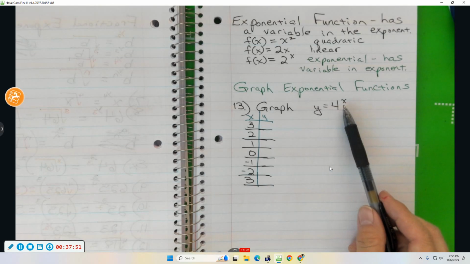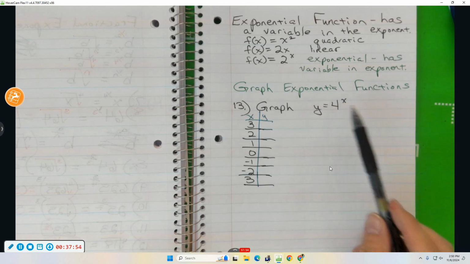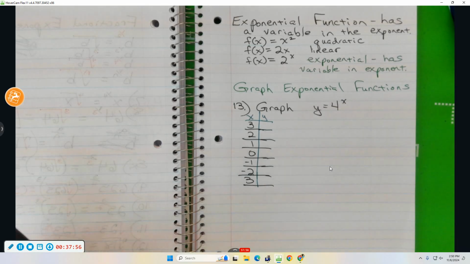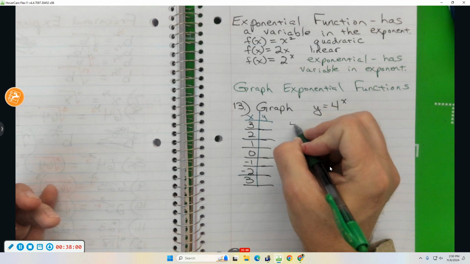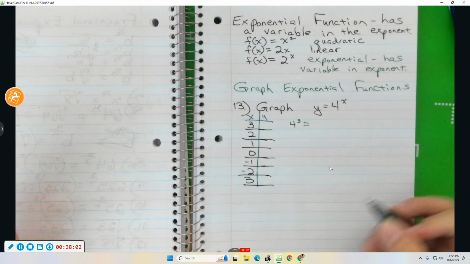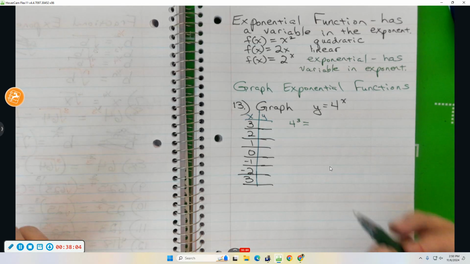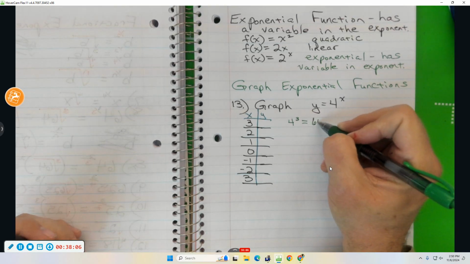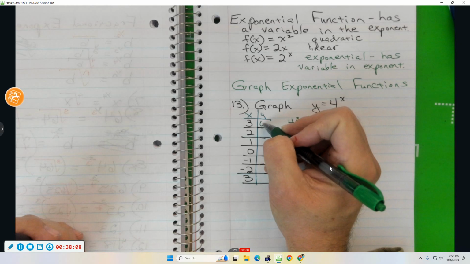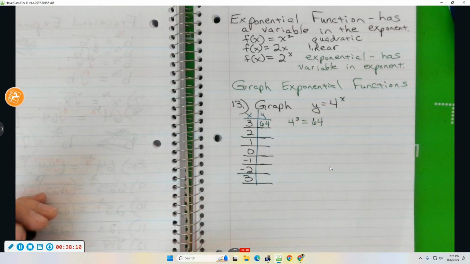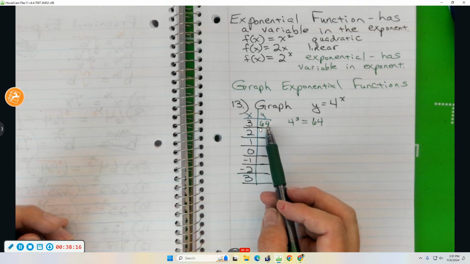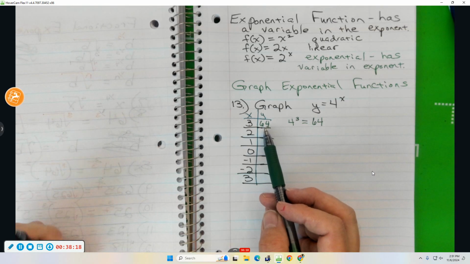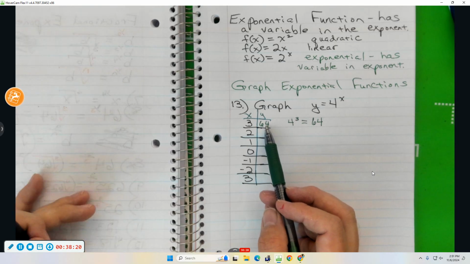You take the 3, you plug it in for x. So you're going to have 4 cubed. Plugging in the 3, we have 4 cubed. 4 times 4 times 4, is that 64? So we have a y value of 64. The first ordered pair I found was right 3, up 64. Oh, I don't think I'm going to bother plotting that point, okay?